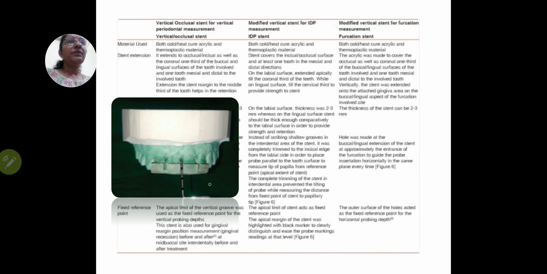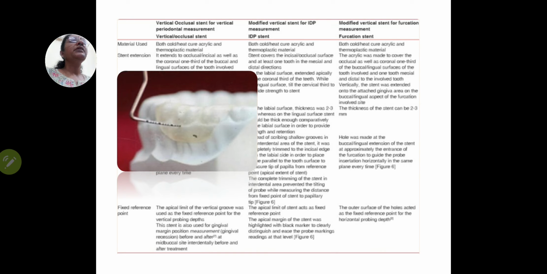The complete trimming of the stent in the interdental area prevented the tilting of the probe while measuring the distance from the fixed reference point of the stent to the papillary tip. The apical limit of the stent acts as a fixed reference point. The apical margin of the stent was highlighted with a black marker to clearly distinguish it and ease the probe marking readings at that level.